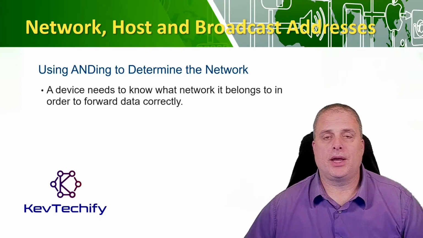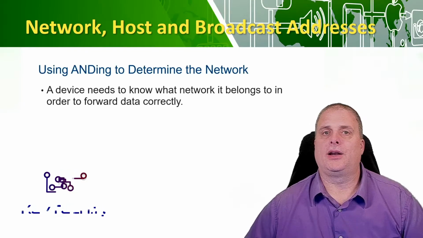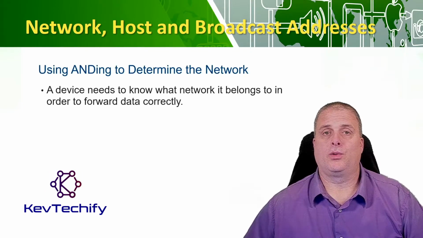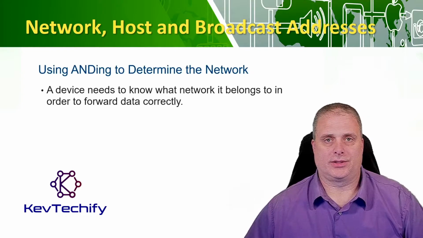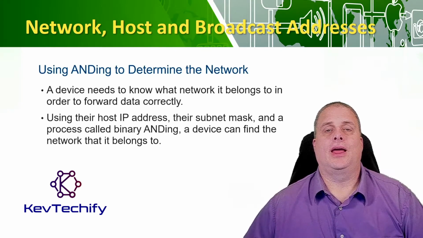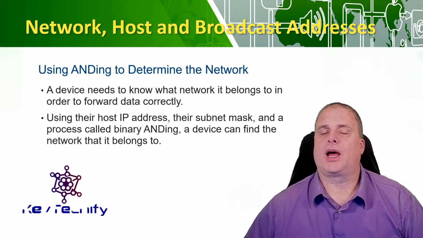Using their host IP address, their subnet mask, and a process called binary ANDing, a device can find what is referred to as the network address. This address represents the network to which it belongs and will be slightly different than its host IP.